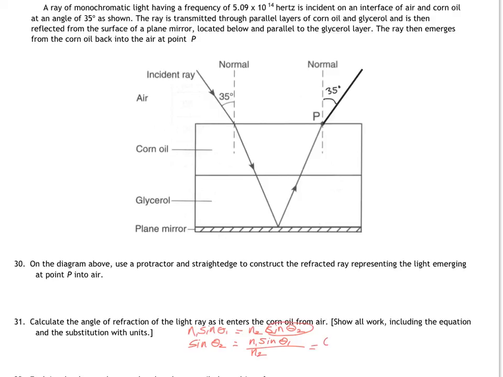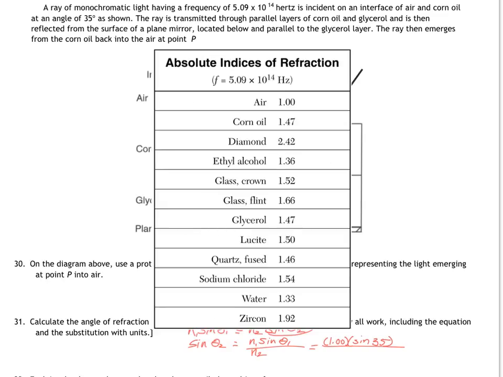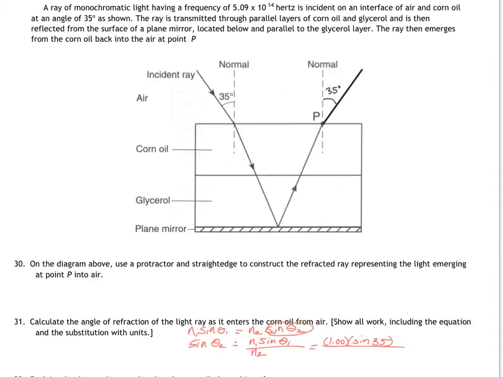N1 is for air, and its index of refraction is 1. And the first angle, the angle of incidence, is 35 degrees, so sine of 35. And N2 is for corn oil. Corn oil's index of refraction is, let's see, here, 1.47. So let me get rid of that, and then I'll apply 1.47, and then solve.